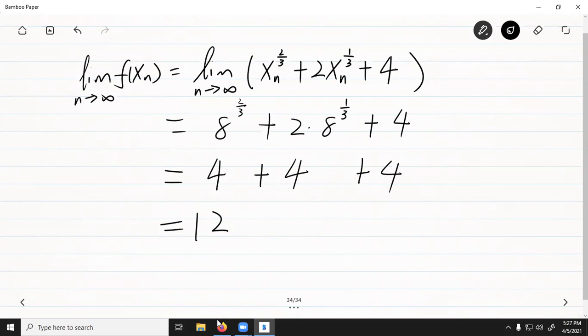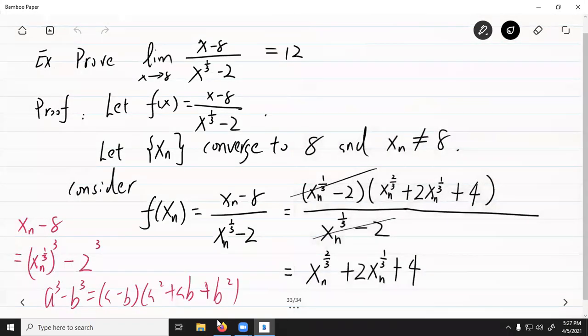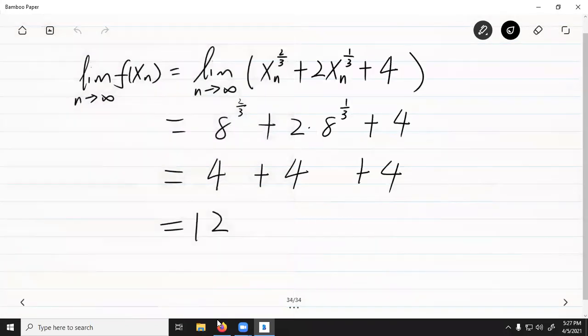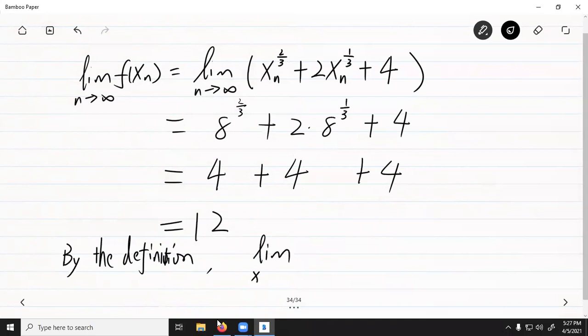Since we have no limitations on this x_n, this x_n sequence is an arbitrary sequence converging to 8. So by the definition, we say the limit as x approaches 8 of (x minus 8) over (x^(1/3) minus 2) is equal to 12. You can use this way to prove other problems.